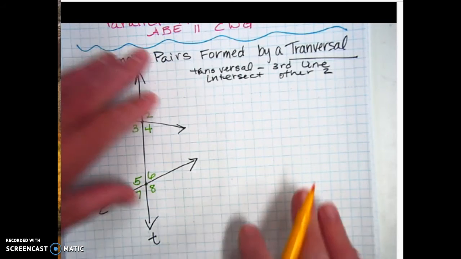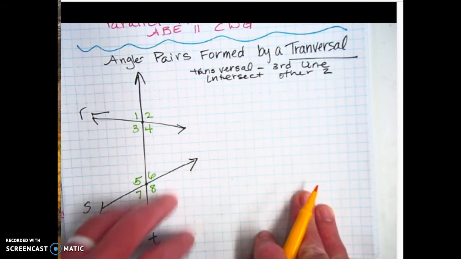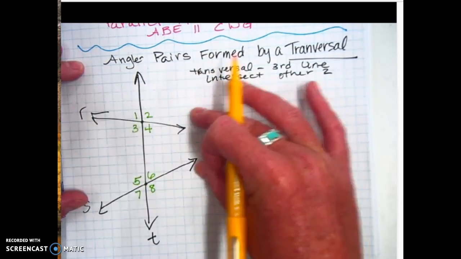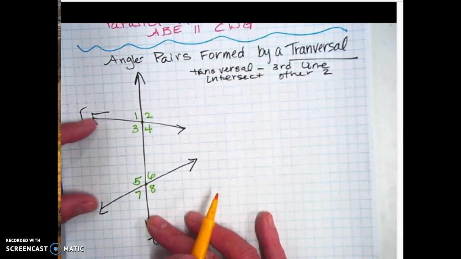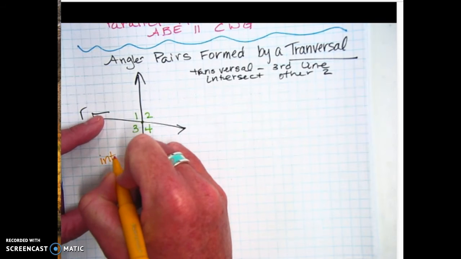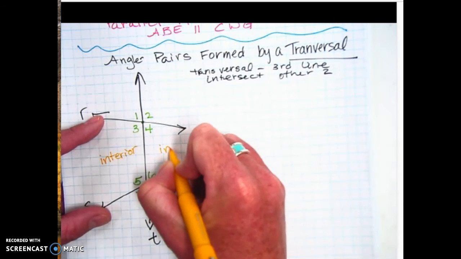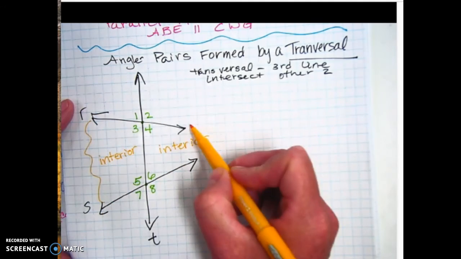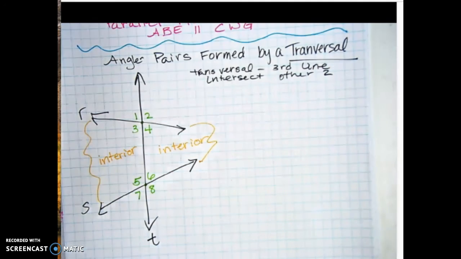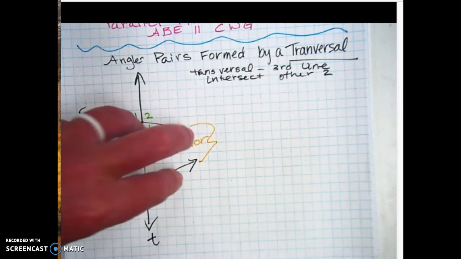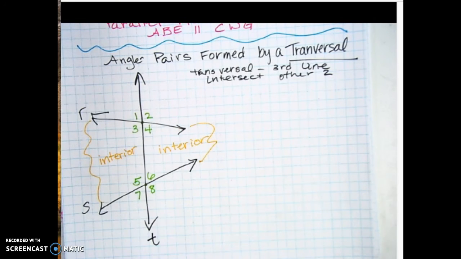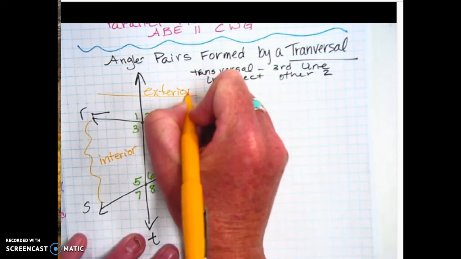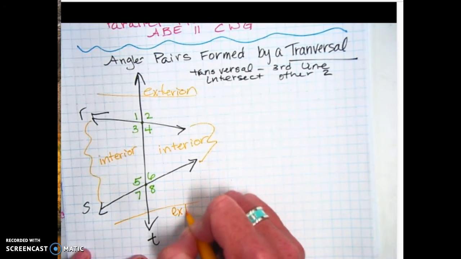Okay? Each of these angles can have relationships with each other. First of all, from the two lines that aren't the transversal, you're going to have what's called an interior. So this area over here is going to be your interior. This area over here is also your interior, because it's between this line and this line. Okay? If it's not interior, it's exterior, right? So that means this whole space up here is exterior, and this whole space down here is also exterior.